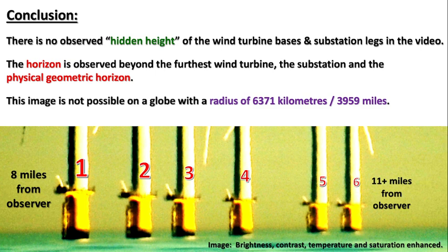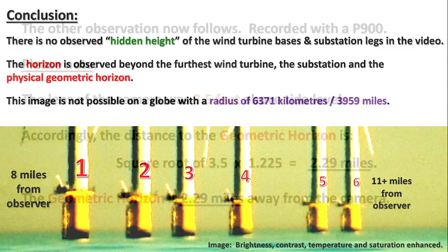Conclusion. There is no observed hidden height of the wind turbine bases and substation legs in the video. The horizon is observed beyond the furthest wind turbine, the substation, and the physical geometric horizon. This image is not possible on a globe with a radius of 6,371 kilometers or 3,959 miles.